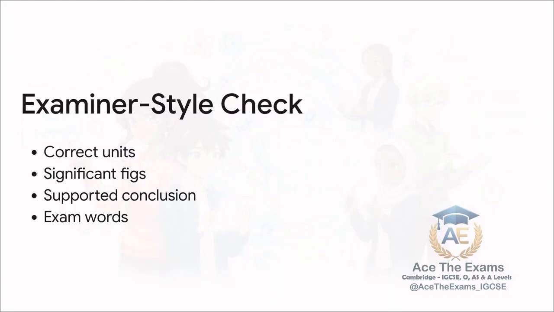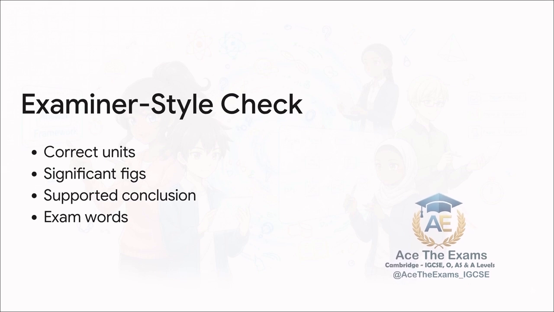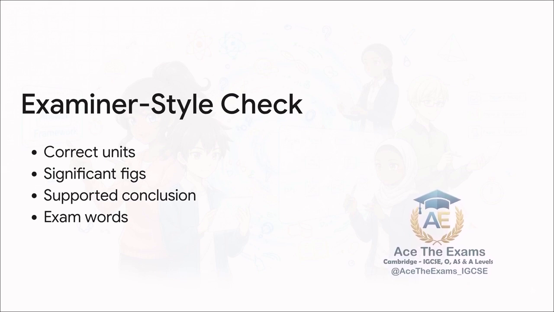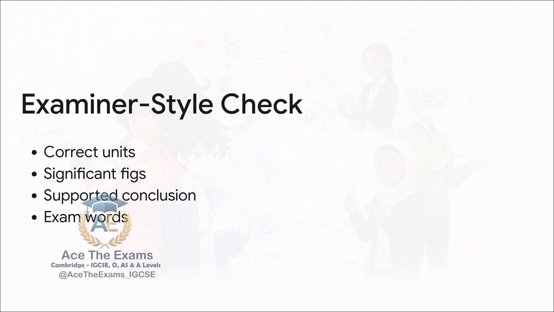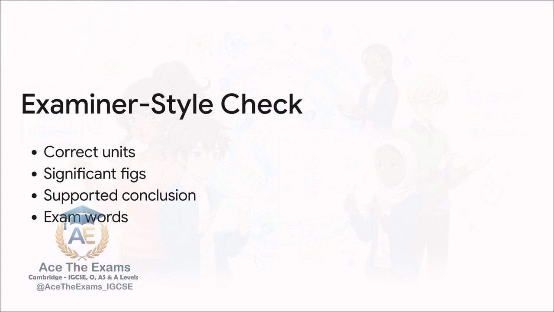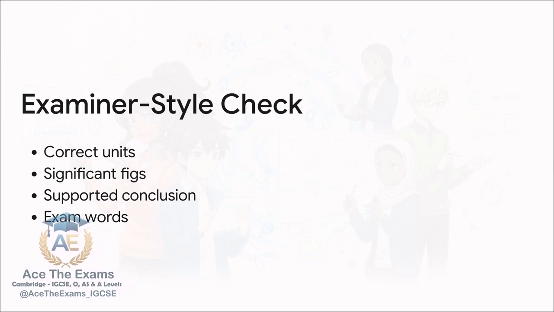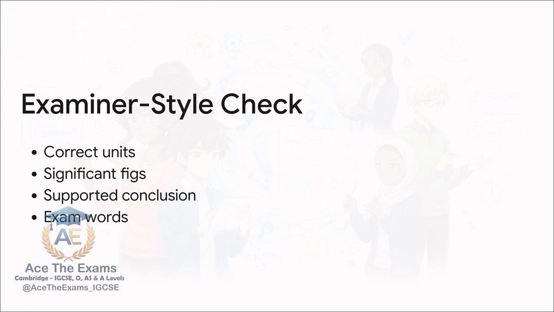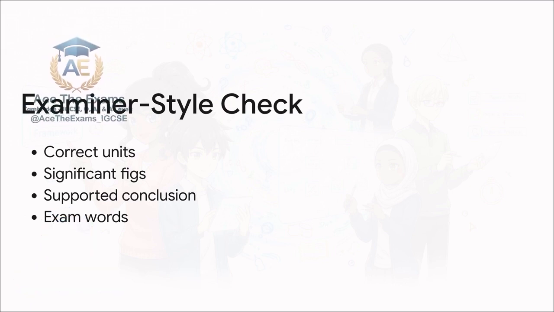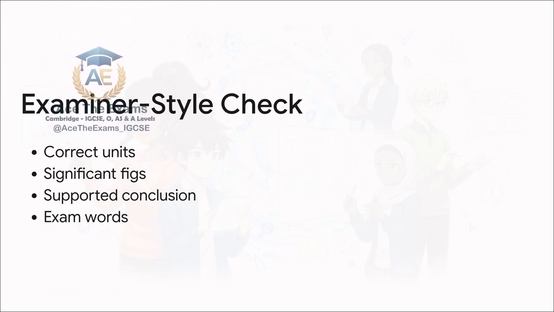To protect yourself against these math traps, the source provides what I like to call an ultimate examiner-style checklist. Treat this as your bulletproof final check before you even think about turning the page. Ask yourself, have I clearly substituted my values with the correct units? Are my significant figures correct based on the data provided in the prompt? Is my final conclusion logically supported by the data I literally just calculated? And finally, did I use exam-safe wording? Skipping this quick mental check is exactly where A-grade students accidentally slip down to a B.